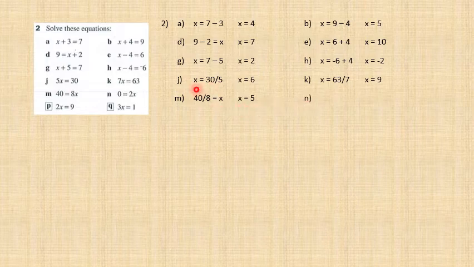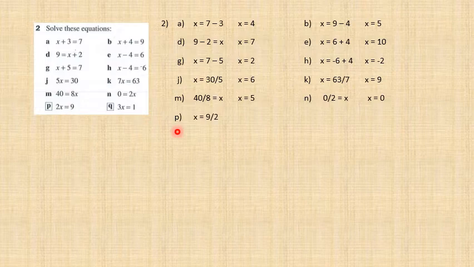And for n, it's 0 equals 2x. I will divide by 2, so 0 divided by 2 equals x. So of course, 0 divided by anything, except 0, of course, is equal to 0. So x equals 0. And for question P here, 2x equals 9.